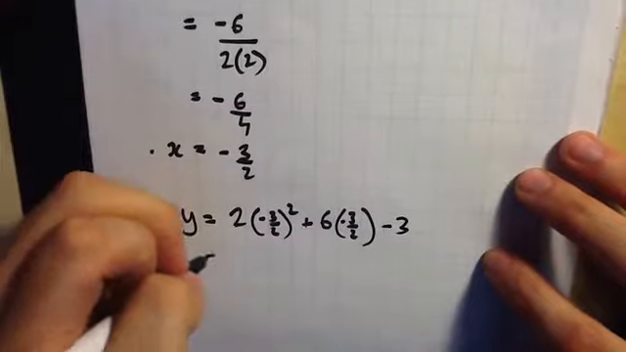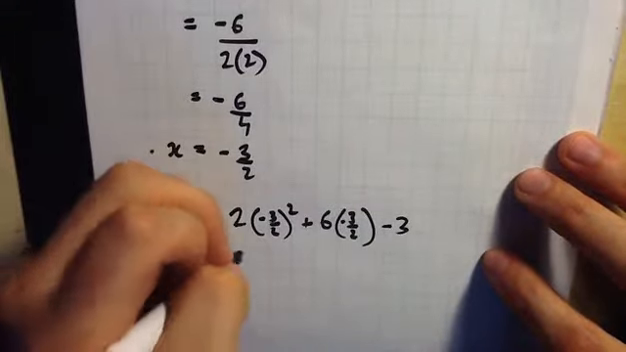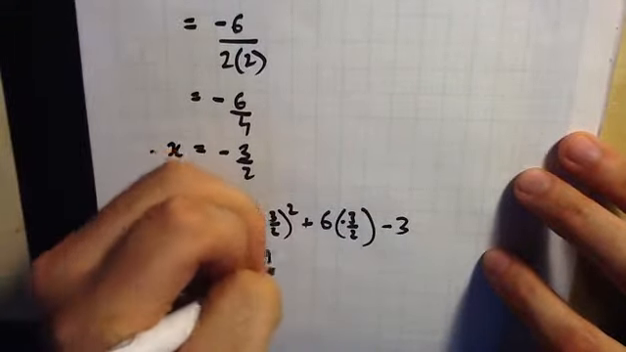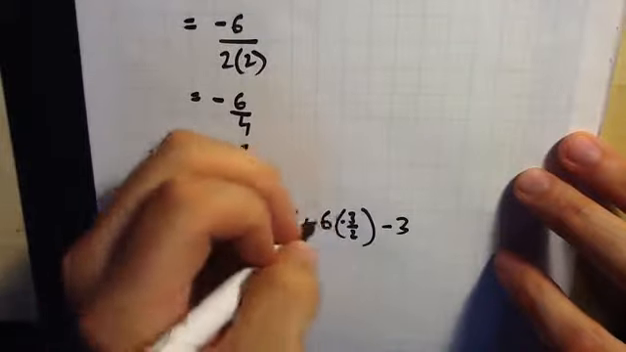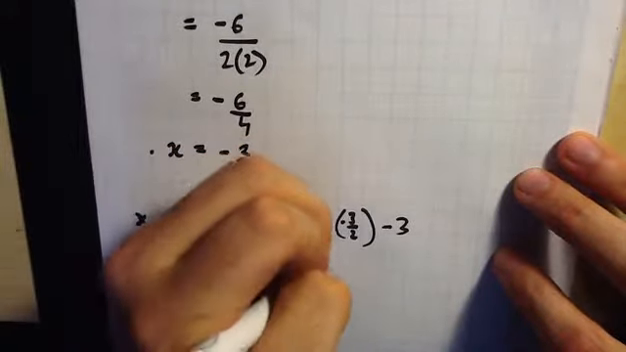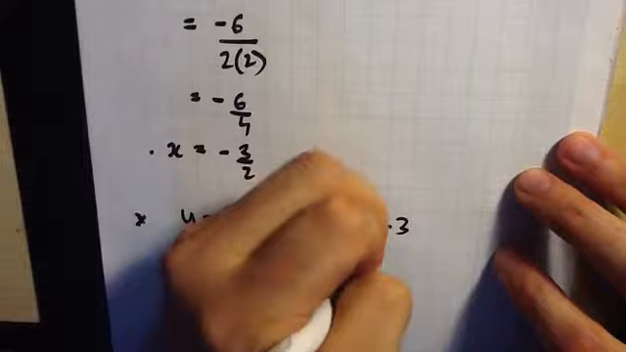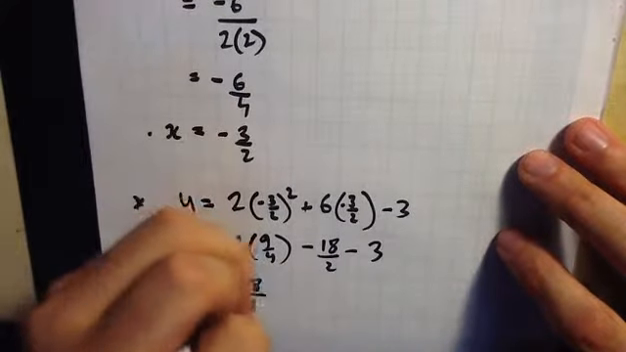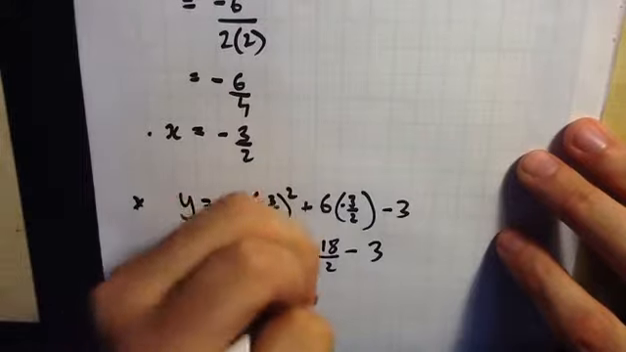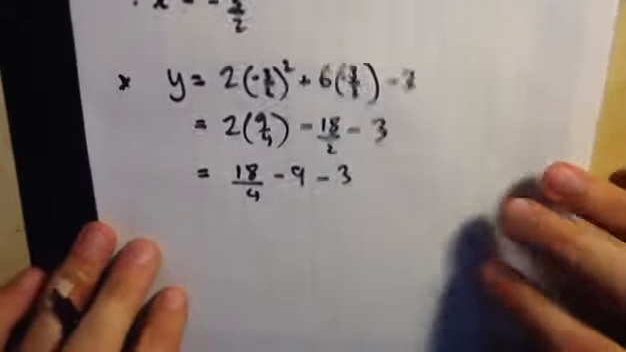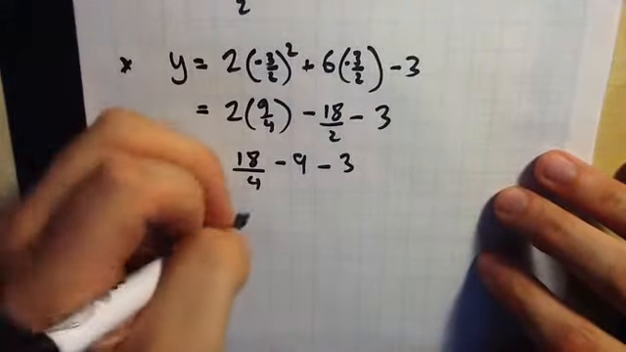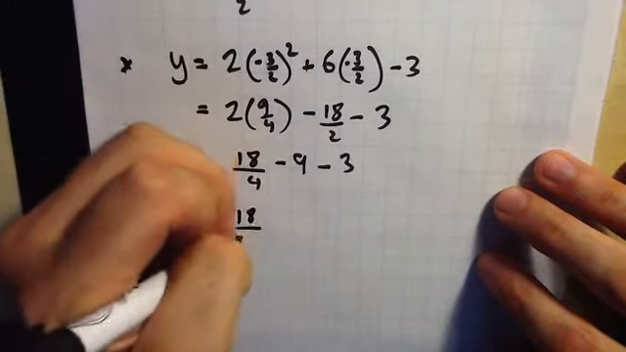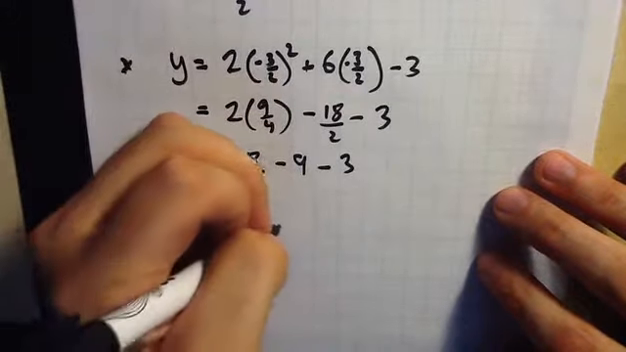Square the top, square the bottom, so it's 2 times 9 over 4. 6 times negative 3 is negative 18, so negative 18 on 2, take 3. So that would be equal to 18 on 4, take 9, take 3. Okay, so 18 on 4, take 12.